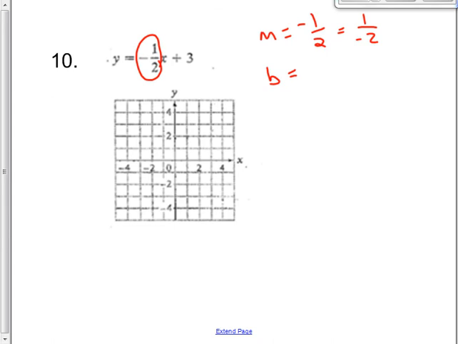So then the y-intercept here is the plus 3. And so the y-intercept is plus 3. So I go, and that's my starting point. I start at plus 3.